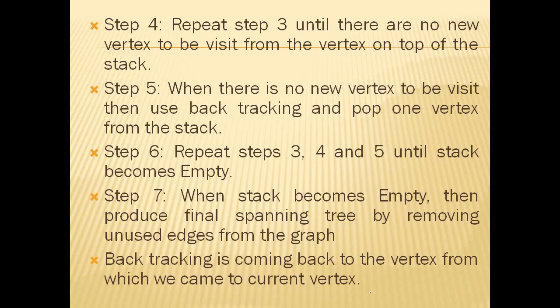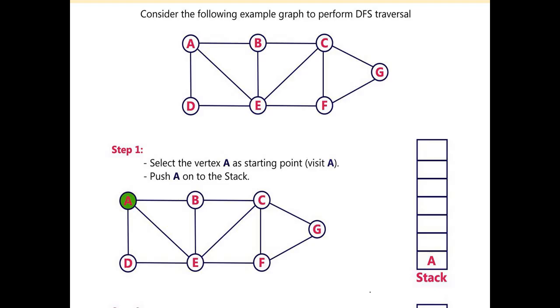Okay, so we'll go with one example. Here we consider a graph with vertices A, B, C, D, E, F, G. So the size of the graph, the number of vertices, is 7. As per the steps, the vertex where we are going to start will be kept in the stack. So select the vertex A as the starting point and push A into the stack. Here I marked it, meaning it is visited.